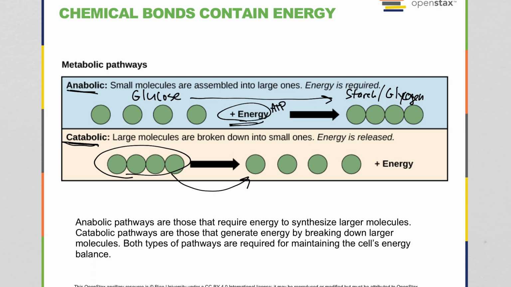So this could just as easily be amino acids being converted into a protein. It could be fatty acids being converted into triglycerides, nucleotides turning into DNA and RNA. Anytime you're taking small starting molecules and building them into something larger, it's anabolic, and the reverse is catabolic.